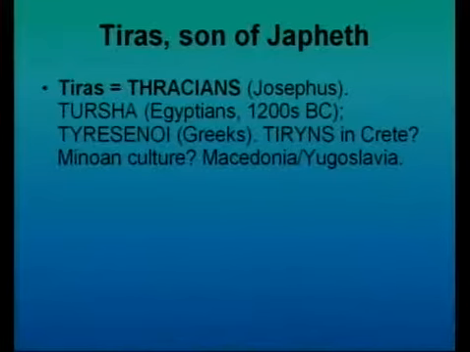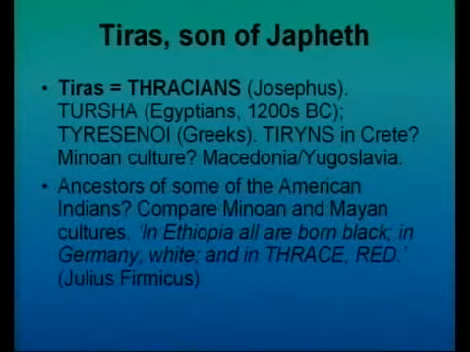Tiras, the last son of Japheth we've got here towards the end. Now, Tiras, we know from Josephus, was the father of what was known as the Thracians, who were well known in the ancient world. The Egyptians called the descendants of Tiras Tersha, and the Greeks called them Tirsanoi. It's quite possible that Tiryns, which was the second town on the island of Crete in the Minoan civilization, was named after Tiras. And there seem to be some similar things in their culture, as we'll find out. And most of them settled in Macedonia, Yugoslavia.